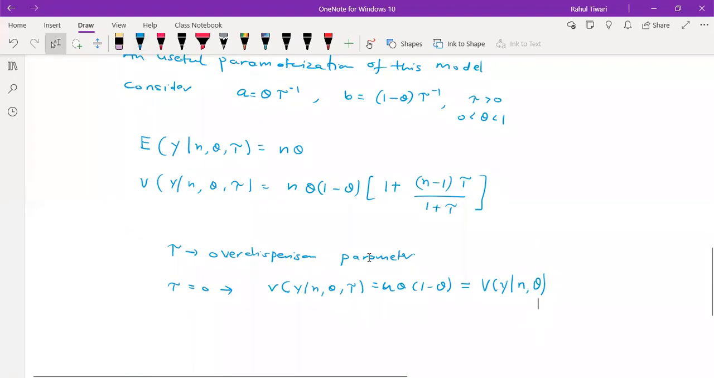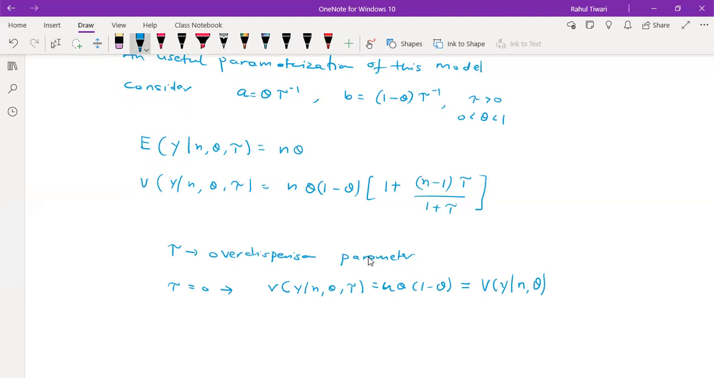Over dispersion parameter means that suppose you have two models, model A and model B. Model A has some variance, model B has some variance, but the model 2 variance is higher than the model 1 variance. So I can say that model 2 is more dispersed as compared to model 1. So here what I'm trying to say is, if my tau is 0, then obviously this term goes away, we'll get only 1, which is the same as n theta (1 minus theta).